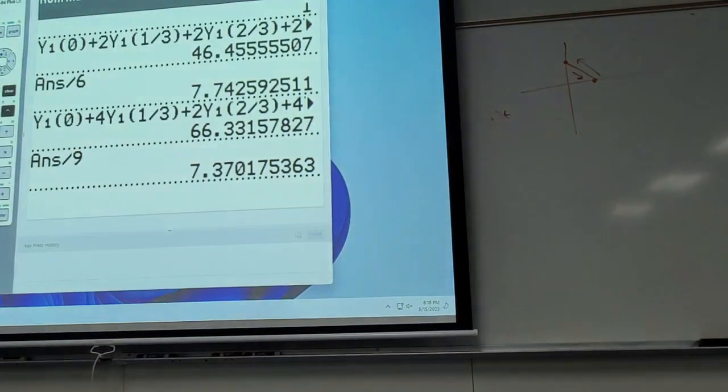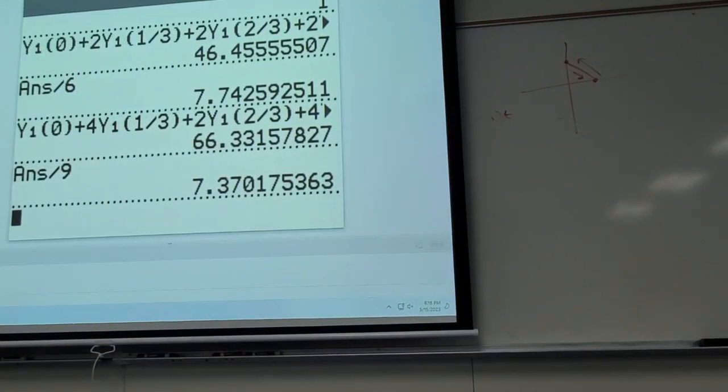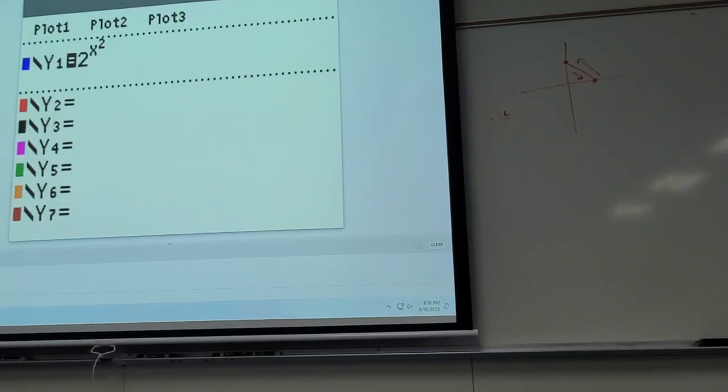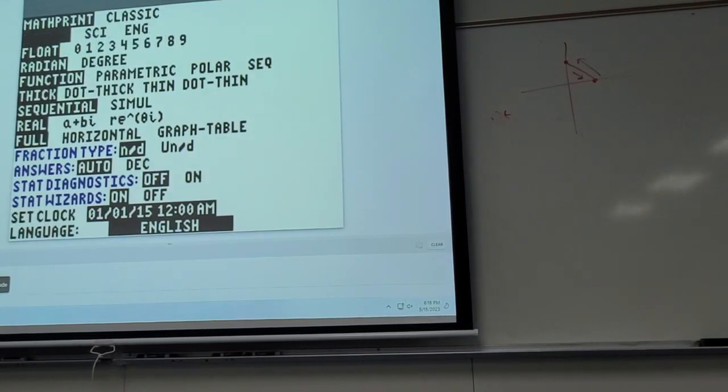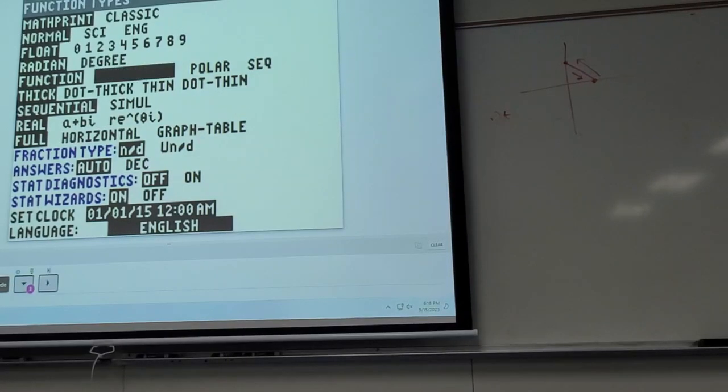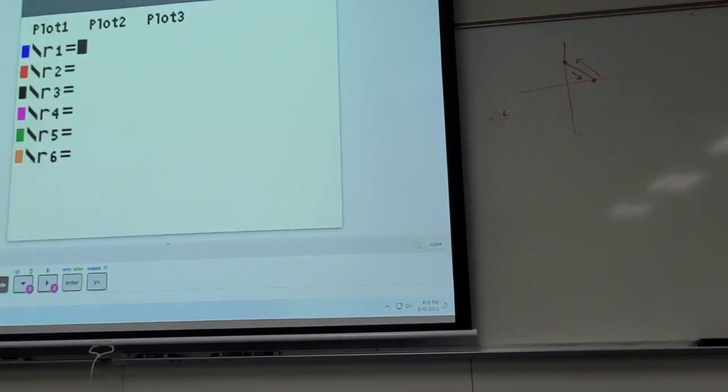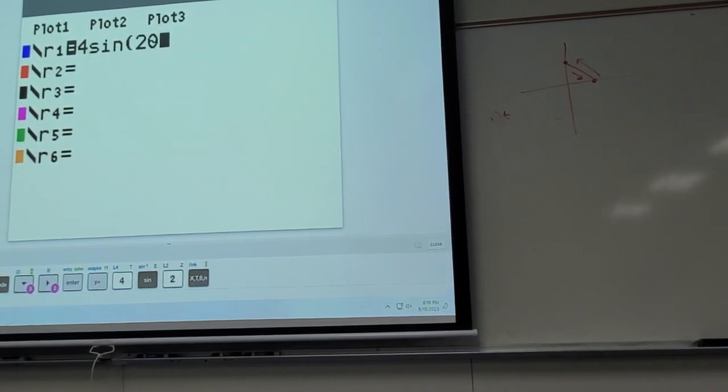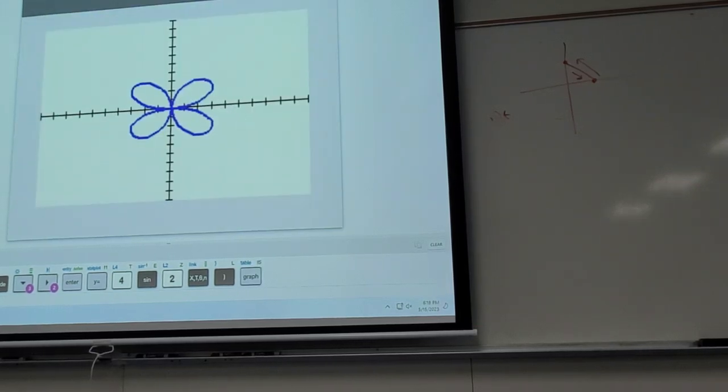So in your calculator, let's go into polar. Let's do 4 sine 2 theta, right? If I just graph it as it is, we get that. Yay.